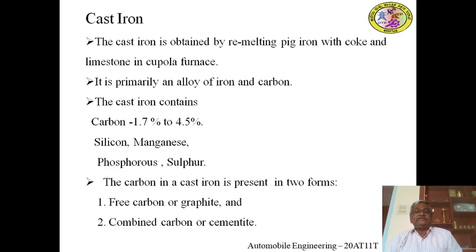Here any impurities present in the pig iron are removed and a known quantity of carbon is added to the pig iron. Therefore, cast iron is an alloy of iron and carbon. The cast iron contains carbon 1.7% to 4.5%. Other constituents are silicon, manganese, phosphorus, sulfur. The carbon present in cast iron is in two forms, that is free carbon or graphite and combined carbon or cementite.